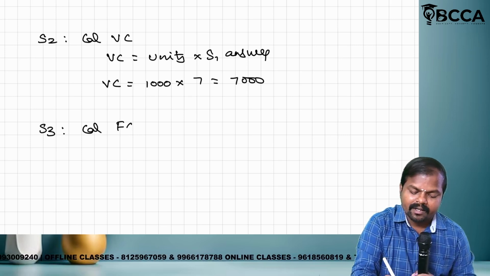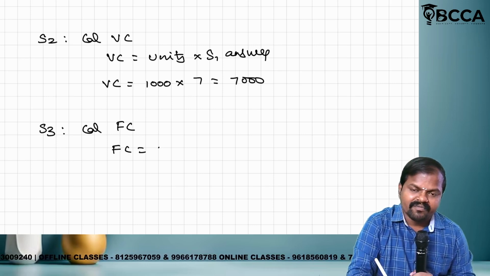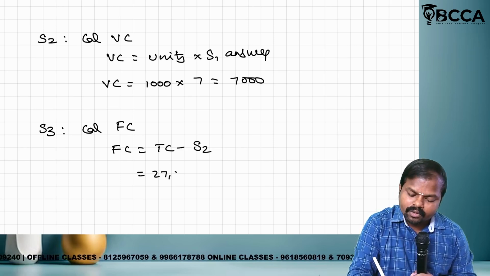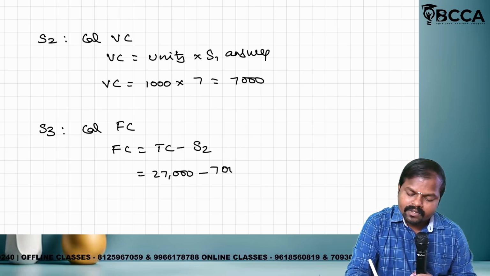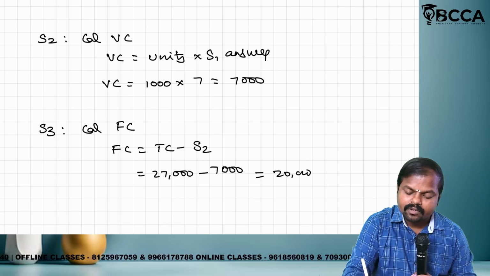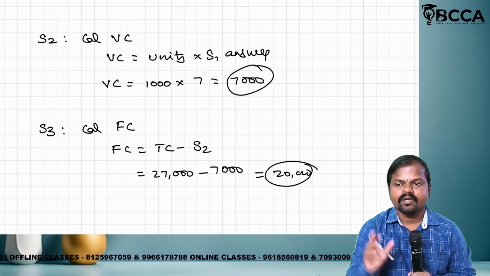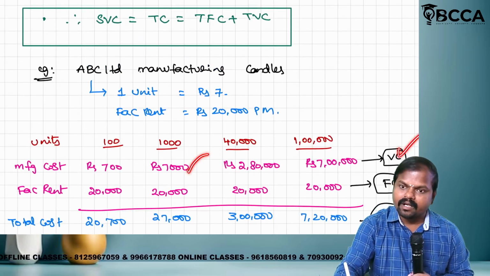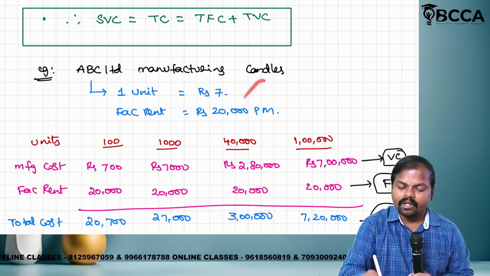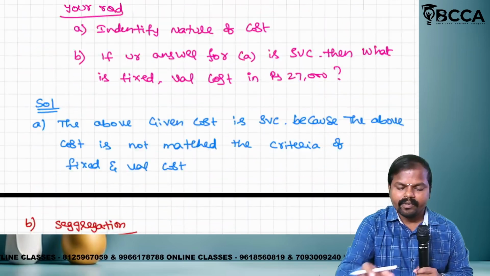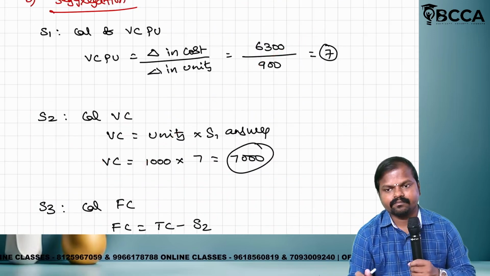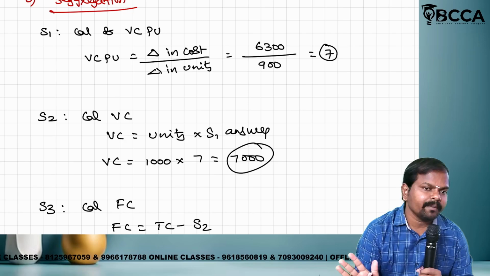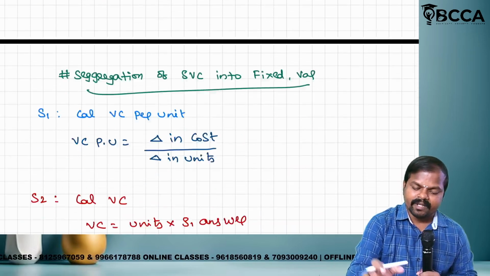Step number 3: calculation of fixed cost. What is the formula? Total cost minus step 2 answer. The total cost is 27,000 and the step 2 answer is 7,000. If you go through the above solution, you will identify 7,000 variable cost and 20,000 fixed cost. Without this data, we segregated it with the help of the 3-step procedure. Is it clear? Okay. Next.